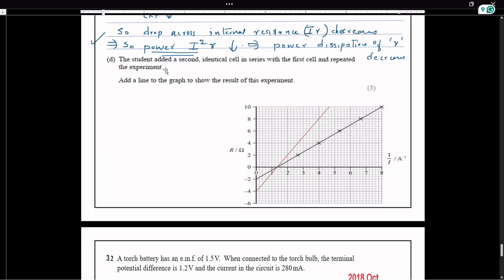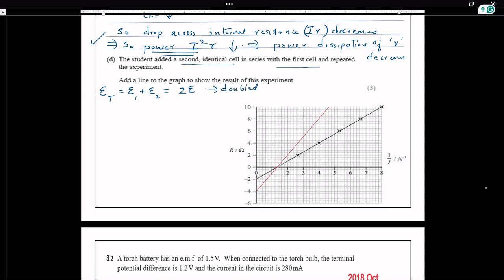Let us see that. A student added a second identical cell in series with the first cell. So we have to know that when cells are connected in series, the EMF total is the sum of the individual EMFs, E1 plus E2. Here they are identical, therefore we get 2E. The E value is doubled.